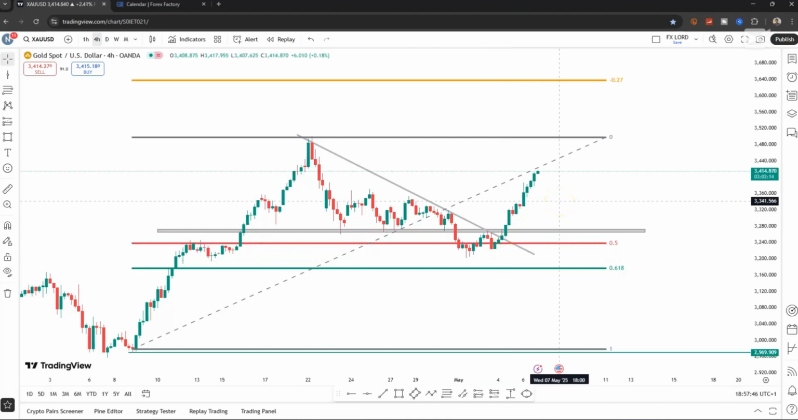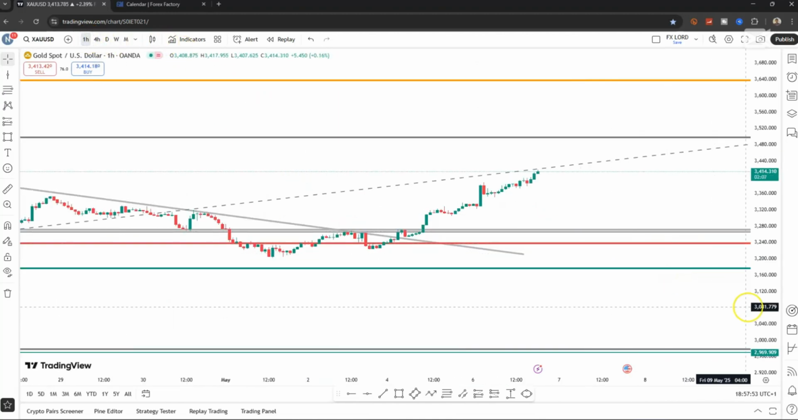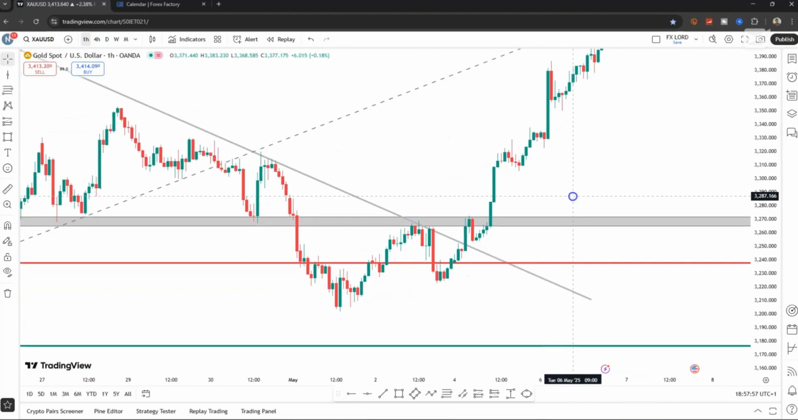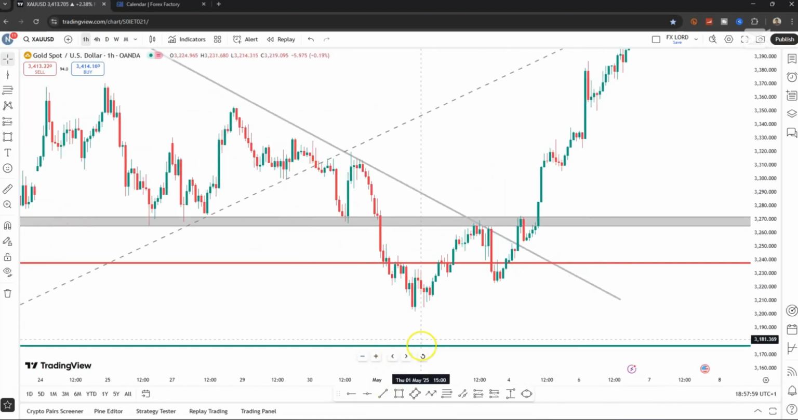And I would like to point out something to you. When the market came into this fib level, if you go to the 1 hour time frame, you will see that a pattern was formed. I saw a pattern here, which is a double bottom. So this was the pattern here. This is a double bottom.